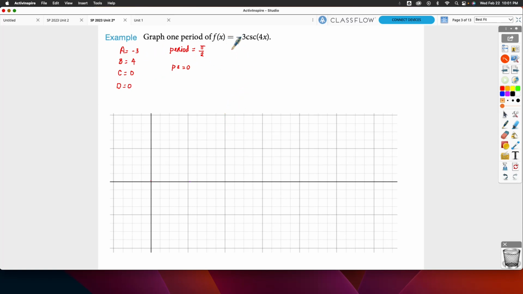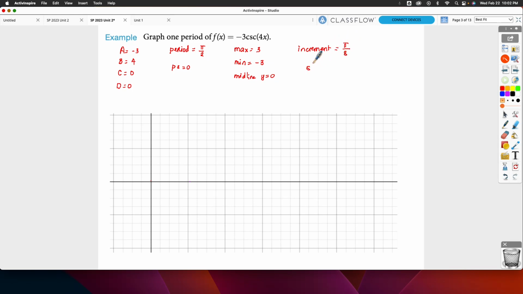Our maximum would be at 0 plus 3, which is 3. And our minimum is at 0 minus 3, which is -3. And our midline is y equals 0, which is basically the x-axis. Okay? Our increment here is equal to period over 4, which is pi over 8.